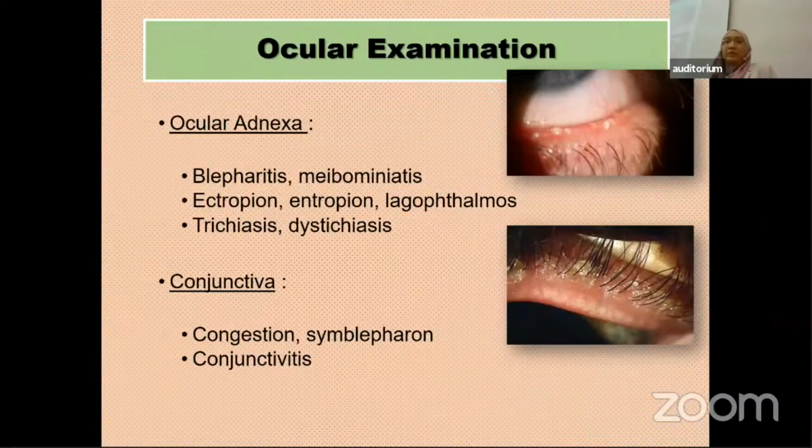For the conjunctiva, any congestion that might suggest early conjunctivitis or any symblepharon due to previous chemical injury. Okay, so if this patient has symblepharon, we need to settle this one first.